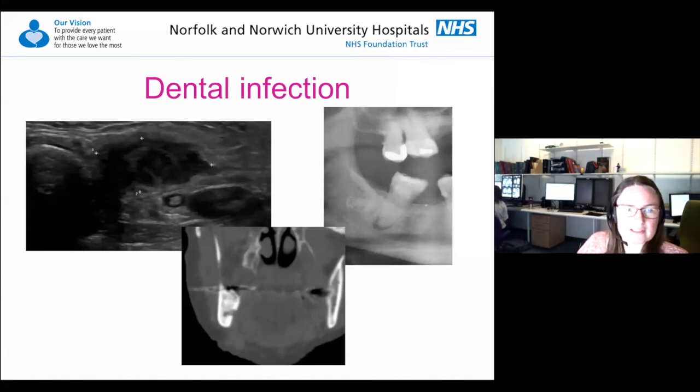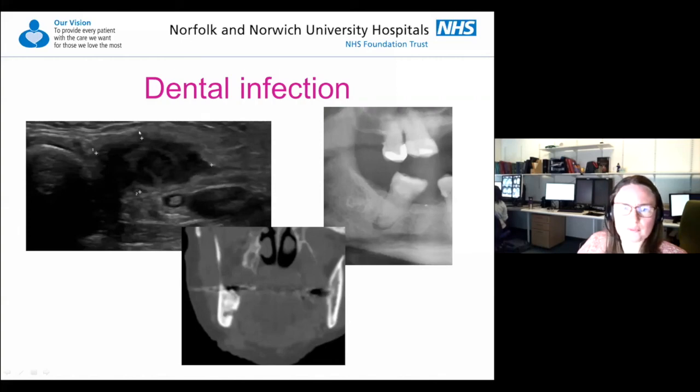We not infrequently get asked to scan cases of dental infection, and sometimes the clinicians and the patient are unaware it's dental infection when they're referred. This patient was quite an elderly lady. She had this hypoechoic area next to her mandible in the submandibular region. It wasn't really painful and she had no dental history. It looked quite inflammatory though.